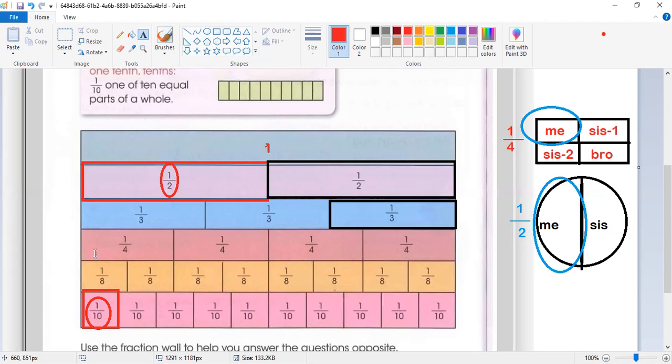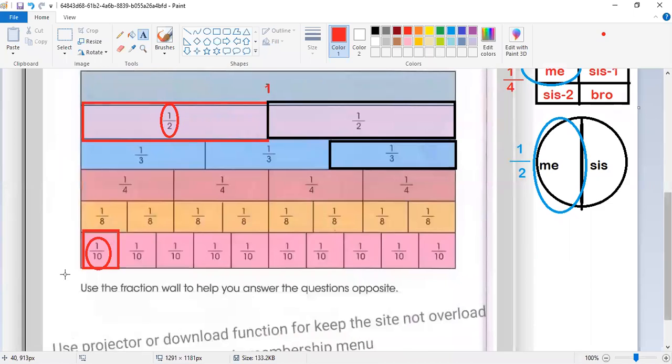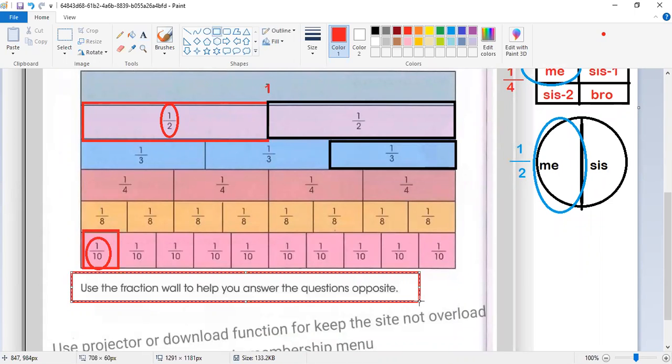Maybe you can divide it into 8 people or 10 people. Okay, so this is a kind of a key for you. By looking at this division, this fraction wall, it's given at the bottom of the page of your book here on page 94.